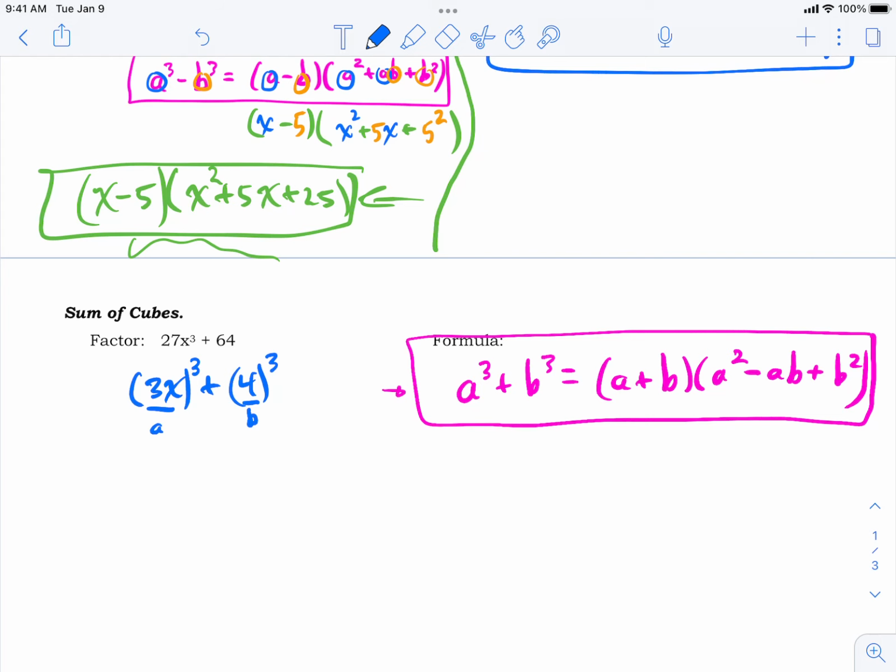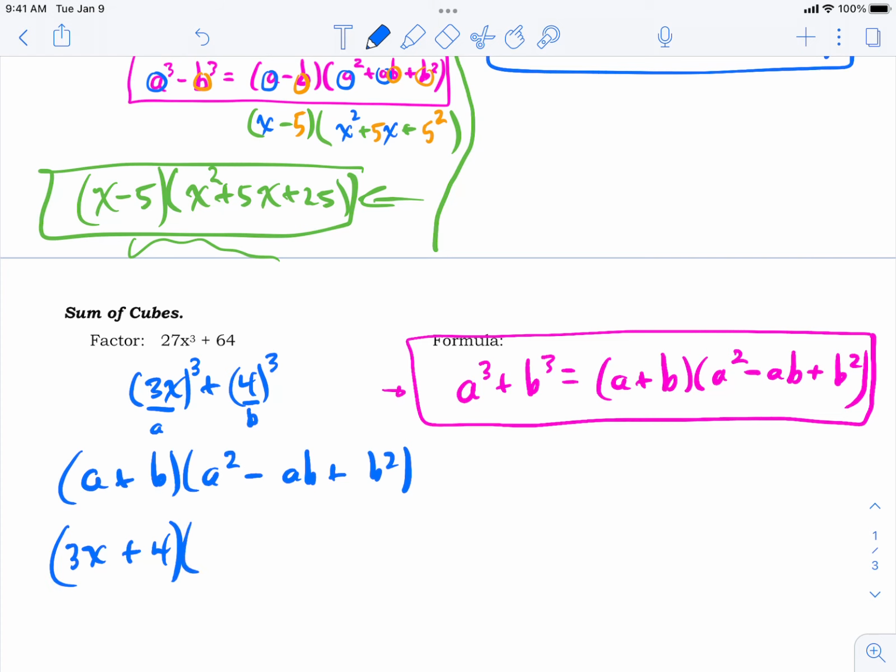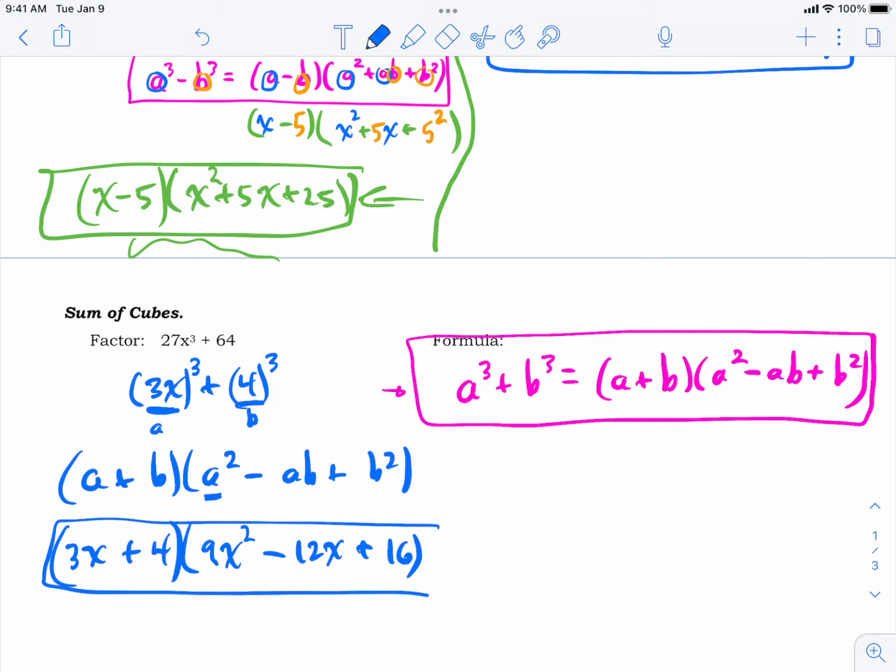So this is what I'm using for A, and this is what I'm using for B. So I've got A plus B. I'll just copy the formula: A squared minus AB plus B squared. So the A is a 3x plus, the B is a 4. The A is a 3x. Now again, when you take a 3x and square it, you get a 9x squared. Be careful about that. Minus. Now A times B is going to be 3x times 4, which is 12x. And then the B squared means 4 squared, which means 16. And so here's our answer for that one.